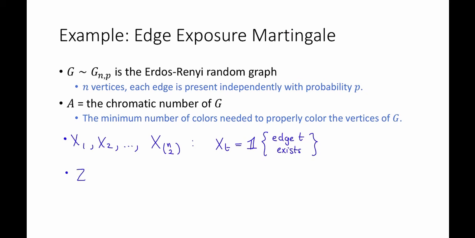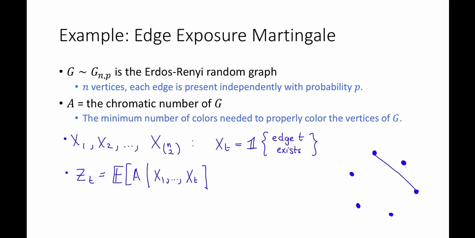Then the Doob Martingale, z sub t, with respect to x1, x2, ... is by definition the expected value of A, the chromatic number of G, conditioned on x1 up through x sub t. So that is, this is the expected chromatic number given the status of edges 1 through t. So to draw a picture, we've got n vertices here. And we're thinking to ourselves, okay, what do I expect the chromatic number of this graph to be? So I have some expectation in mind. And now I say, aha, this edge exists. How about now? And then I'll update my expectation.